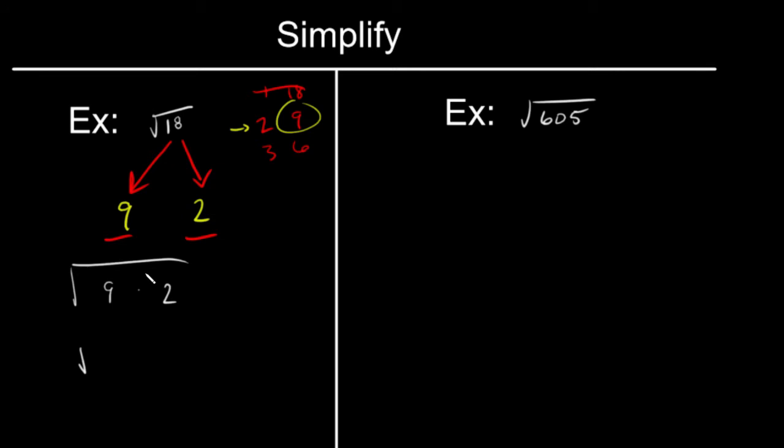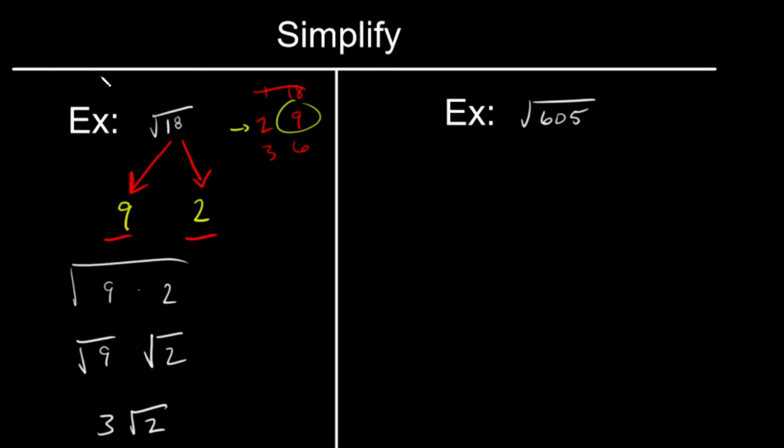If you want to skip this step and skip right to this one, you're more than welcome to. It breaks up like that, and that gives you 3 times the square root of 2, because the square root of 9 is 3, and the square root of 2 stays the square root of 2. All right, you guys following along now?